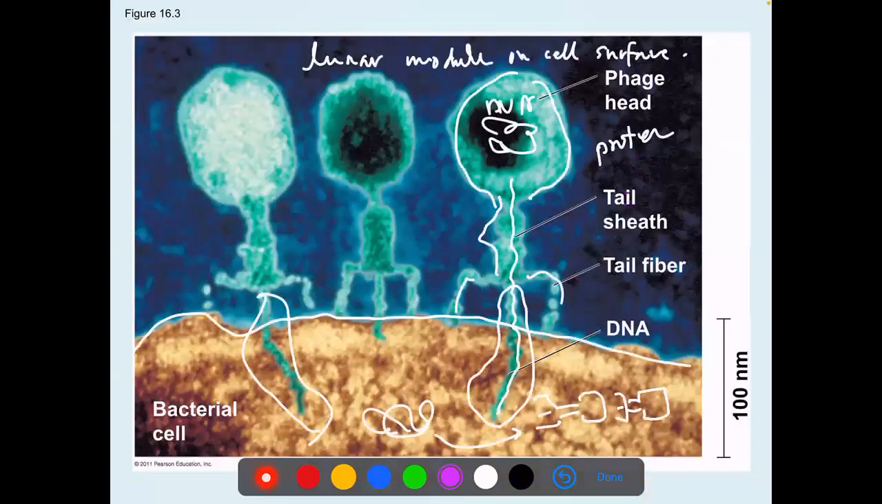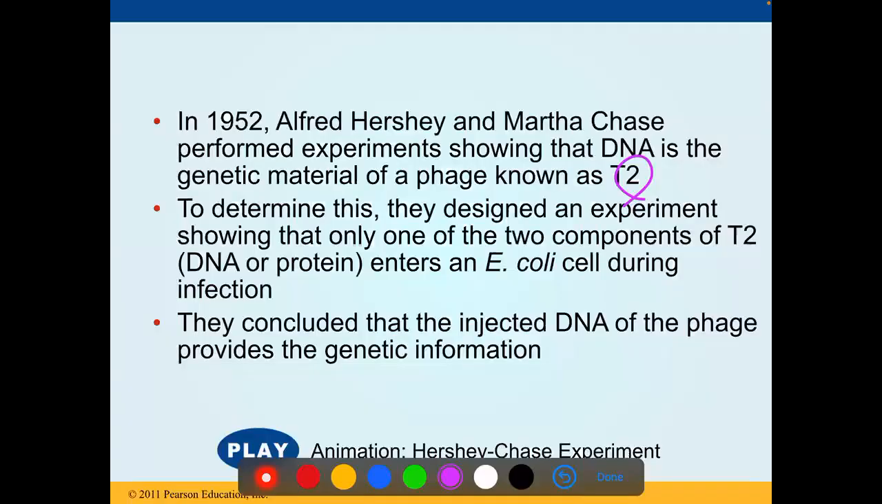So as you can see here, we all know already that it's the DNA, but at that time they didn't know whether DNA is going in or protein is going in. So they concluded that injected DNA of phage provides genetic information. This is the blender experiment.